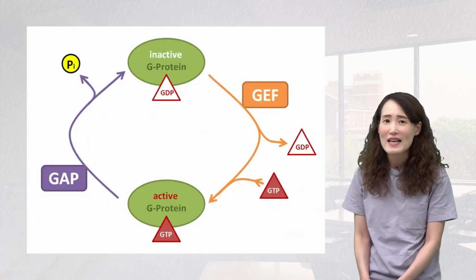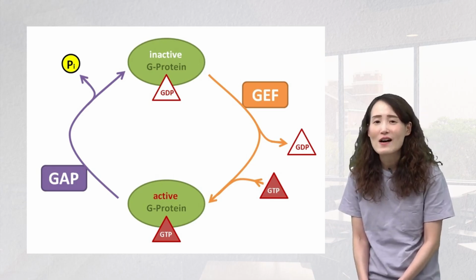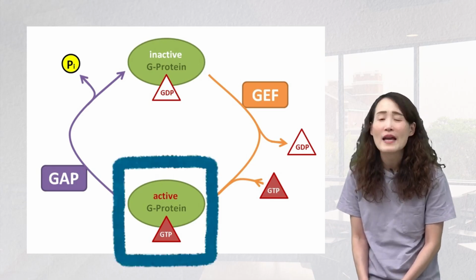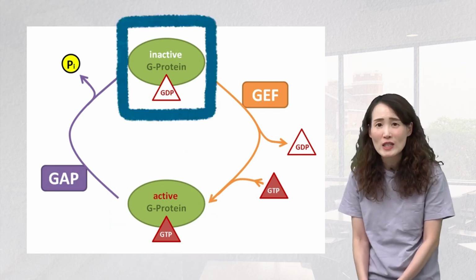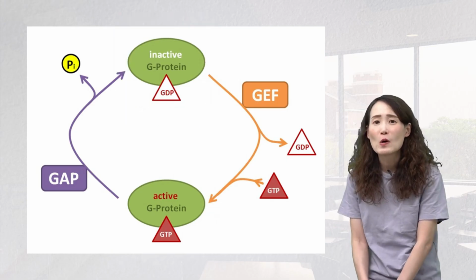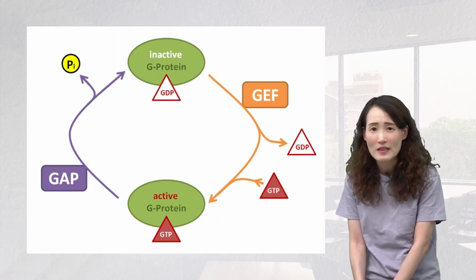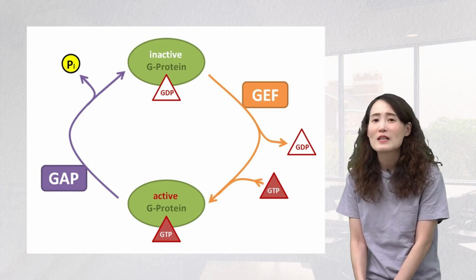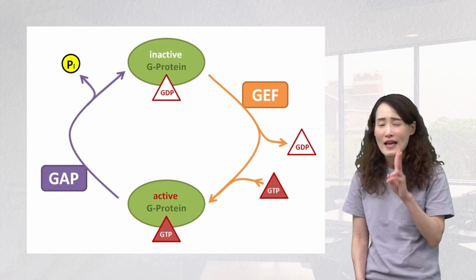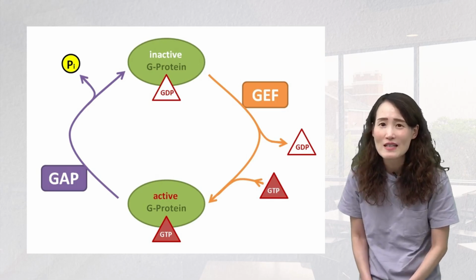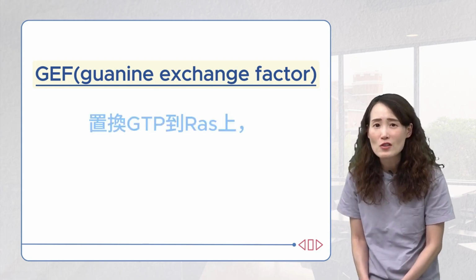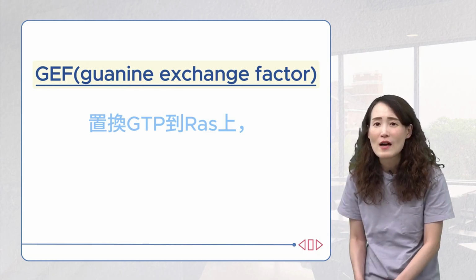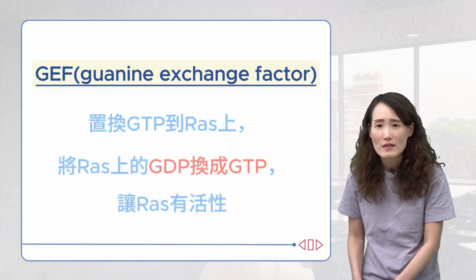Next, let's refer to this diagram, and I would like the students to think about it. In this diagram, we can see that G protein is in an activated state when it binds with GTP. When it loses its activity, it binds with GDP. How does it transition from GTP to GDP, and how does it go from GDP back to binding with GTP? It relies on the help of two proteins. First, I will introduce GEF. GEF stands for guanine exchange factor. It can replace GDP on RAS with GTP, activating RAS.